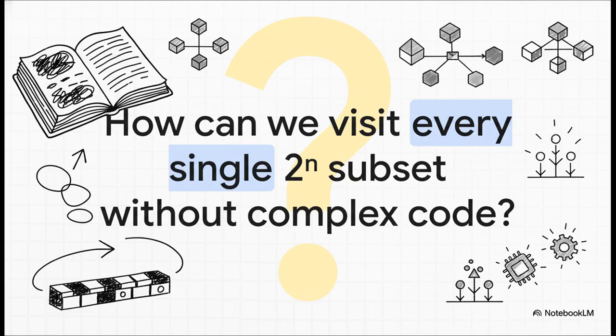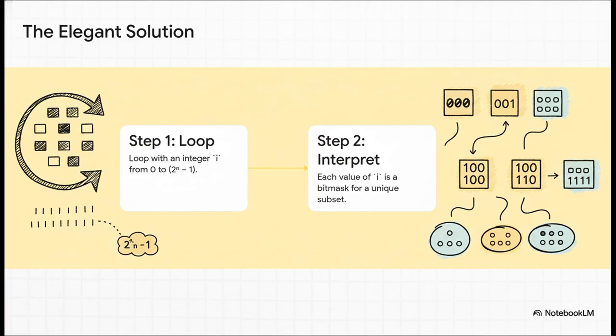So here's the classic challenge in computer science. How do we write code that can systematically visit every single one of these millions or even billions of combinations? I mean, the traditional way involves messy, complex, recursive functions that are a nightmare to write and even worse to debug. The bitmask solution is so simple, it honestly feels like you're cheating. You just write a single for loop.